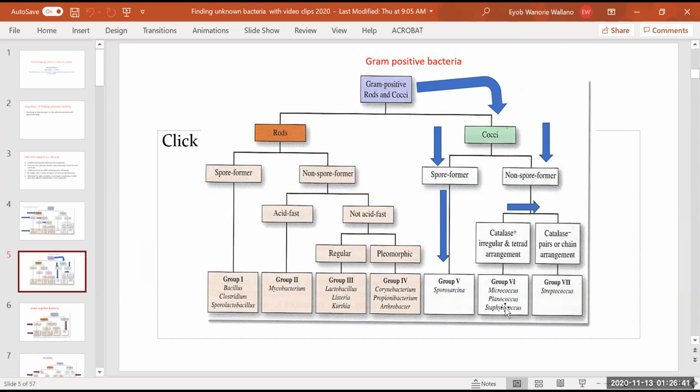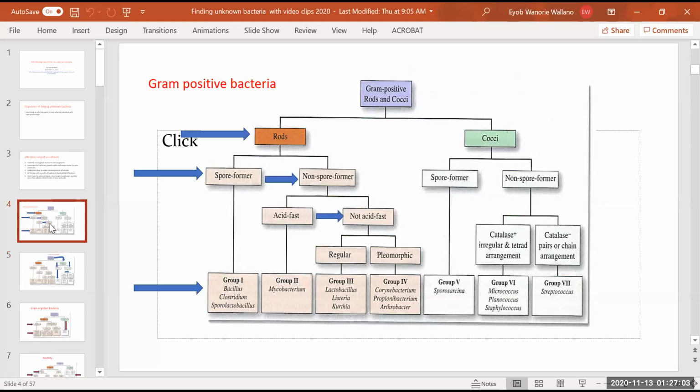Cocci is staphylococcus. And then spore formers. The other one is streptococcus. Did we study streptococcus, staphylococcus? Yes. Look now, two of them you need to know from the cocci. You need to know them. You see, they are cocci. So these are gram-positive cocci group. This one, you need to know it.